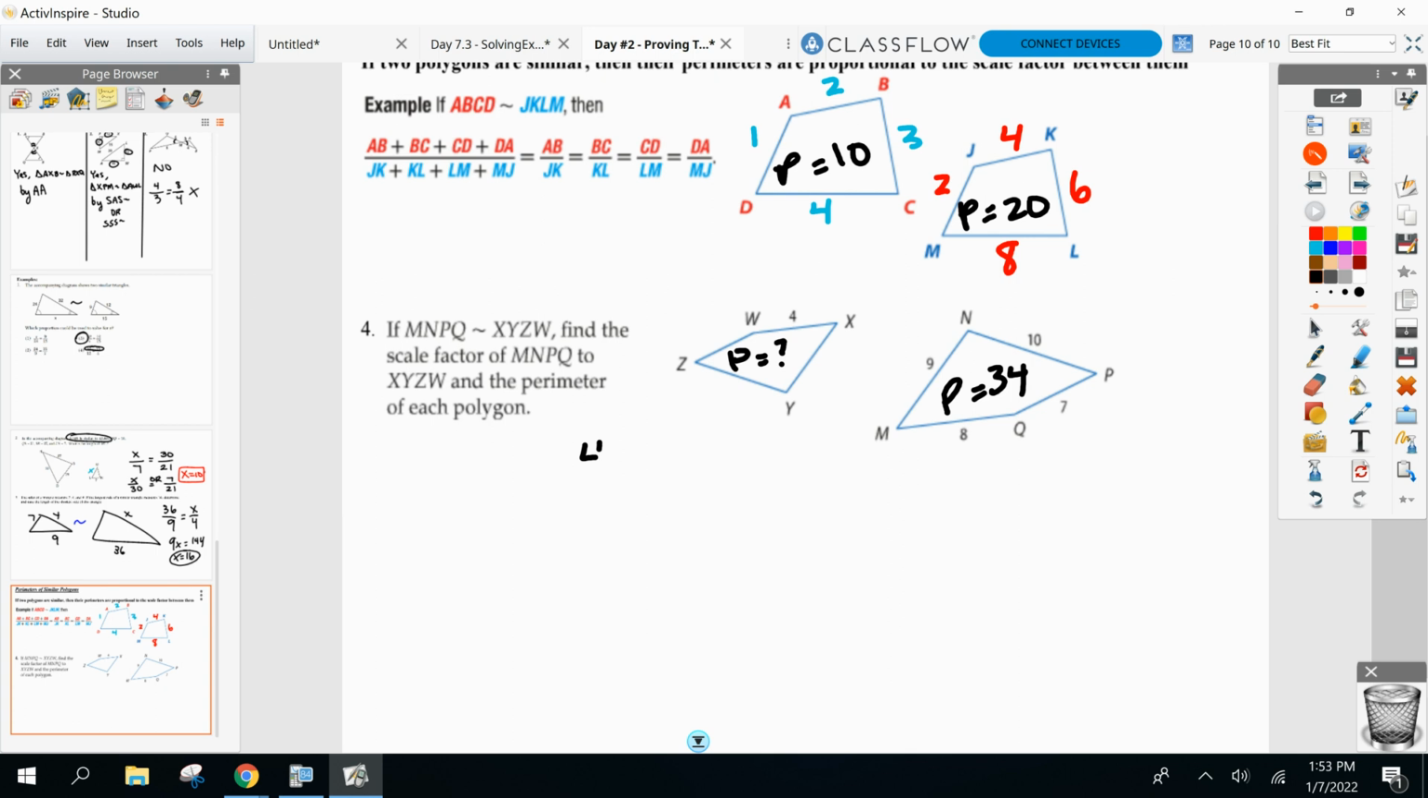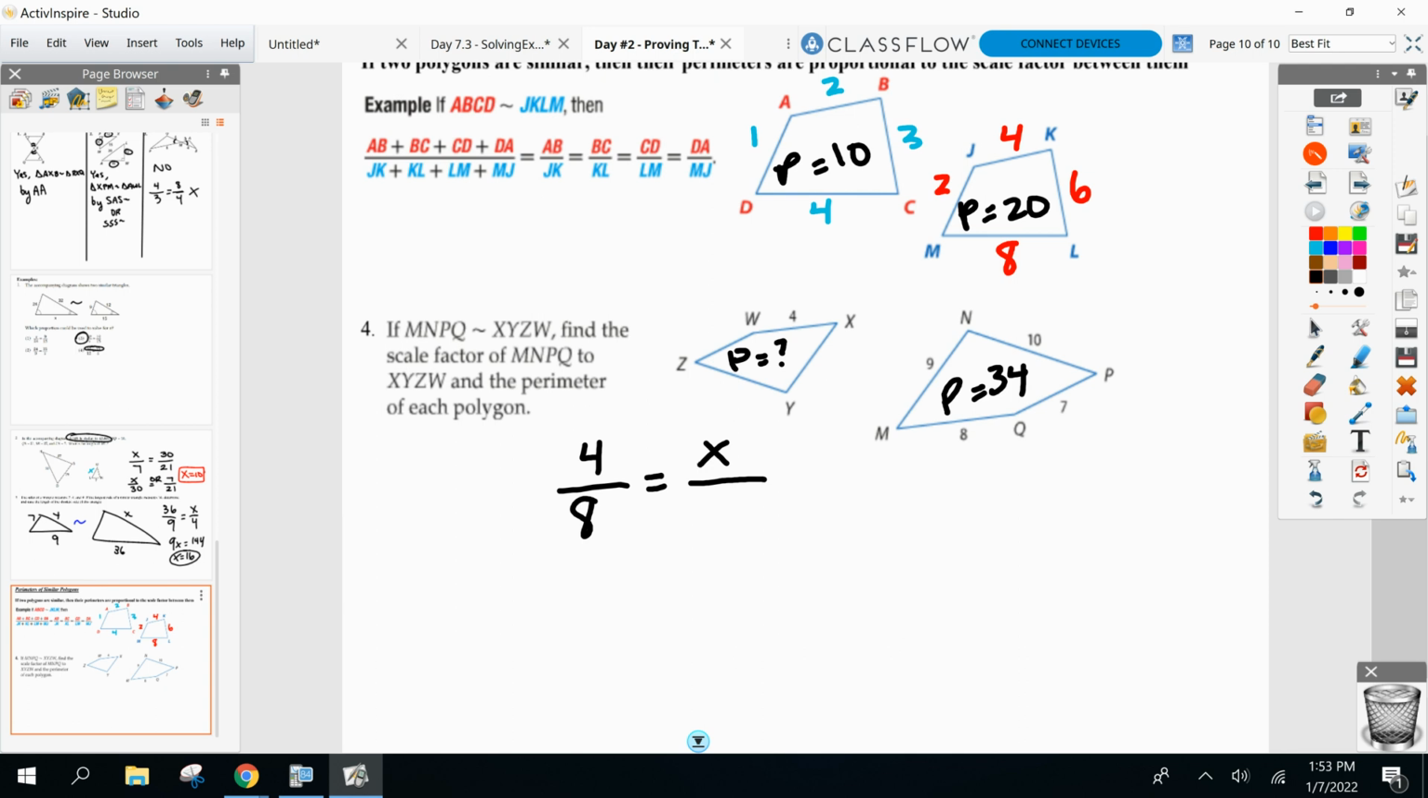This side of 4, WX, corresponds with what? Look at the statement if you don't know either. Ooh, WX corresponds with MQ, which is 8. That right there is the same ratio as the perimeters. What are the perimeters? I don't know for the smaller one. That's what we're trying to find.